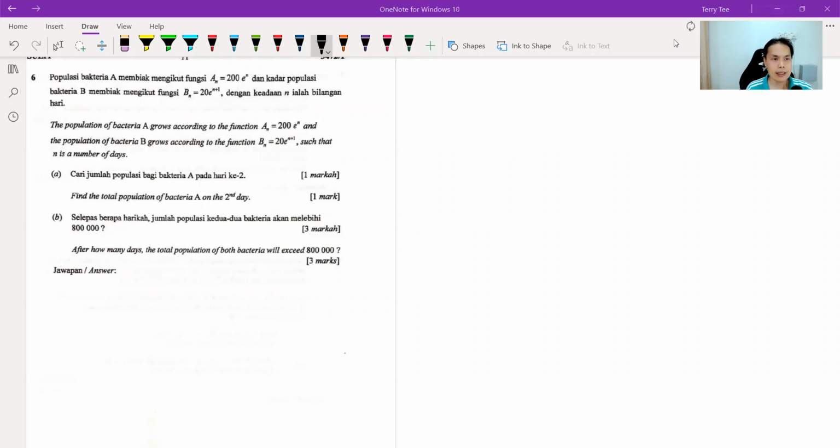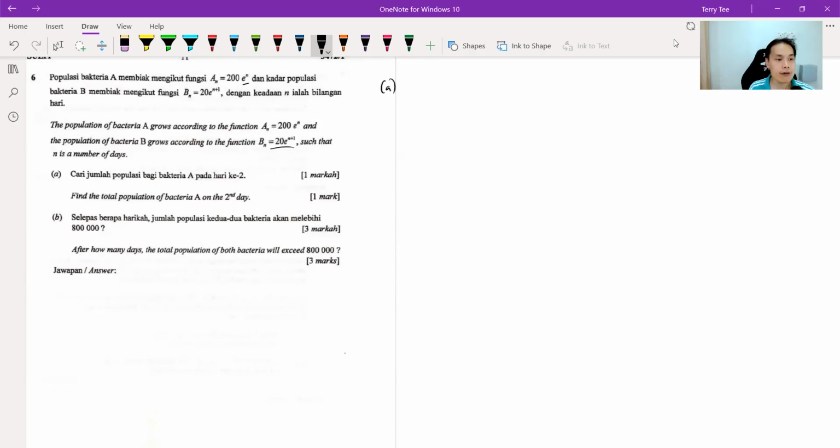number 6. Yeah, I like this question because a lot of times if you do the SPM past year question, you really come across exponential, and exponential is in your new KSSM syllabus, the E here. So yeah, this is one of the examples of question involving E, exponential function. So here the population of bacteria A grows according to this function. AN is 200 E power n. The population of bacteria B is BN equals 20 E power n plus 1. N is number of days.